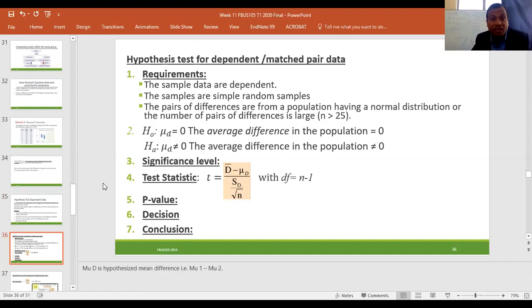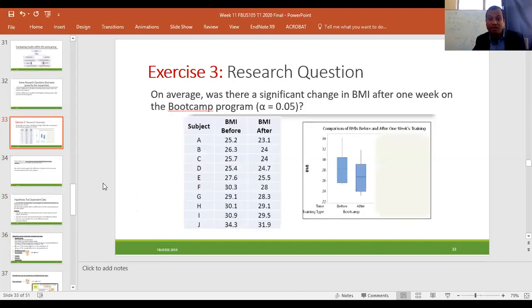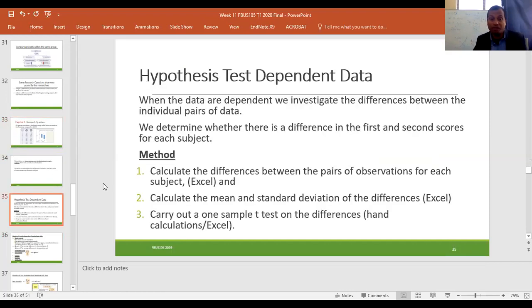What is interesting is step 2, hypothesis forming. In this case, we use a single set of hypotheses. I mean to say mu D, where D stands for difference: the average difference in the population equal to 0. If we are saying that there is no difference between the BMI before and after, that means we are saying mu D, the difference, is 0. But if the claim is there is a difference between the same respondent before and after, then mu D is not equal to 0.